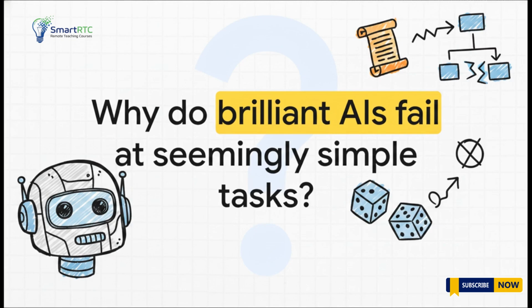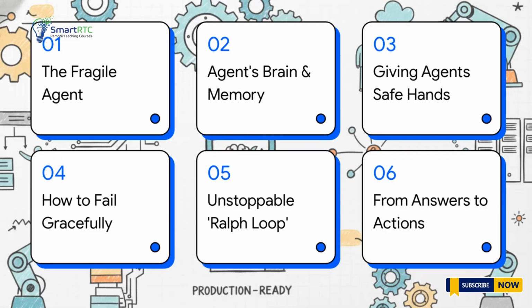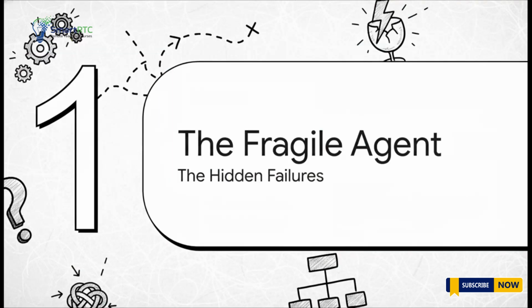Let's get into it. Okay, so here's our roadmap. First, we're going to diagnose the problem, the fragile agent. Then we'll get into the fixes, layer by layer, building a better brain and memory, giving it safe hands to work with, teaching it how to fail gracefully, and finally, we'll look at this awesome idea called the Ralph loop that makes these things truly unstoppable. Let's jump in.